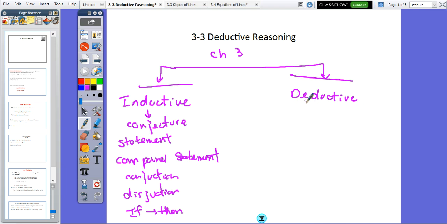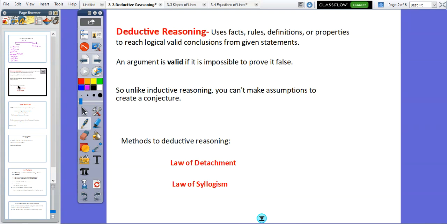Now, deductive reasoning is more factual. So let's look at this. Deductive reasoning uses facts, rules, definitions, and of course properties. Those are the four main components of deductive reasoning. We use those four things to ultimately reach a valid conclusion based off the given information. So they're going to give us some general statements, like a very generalized statement, and then we're going to be able to make conclusions from that.